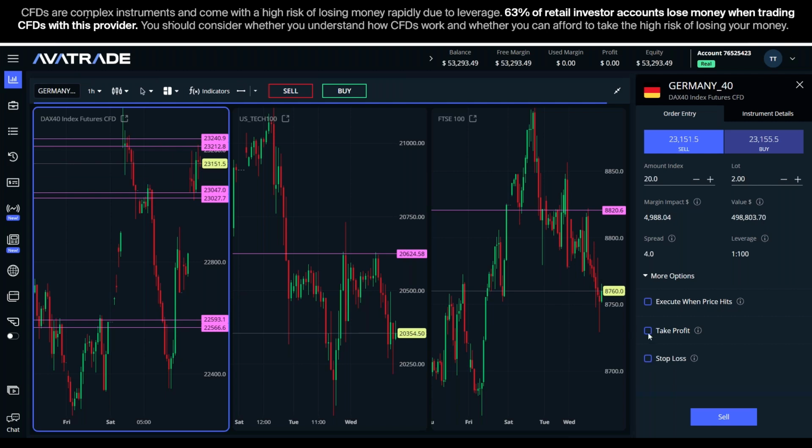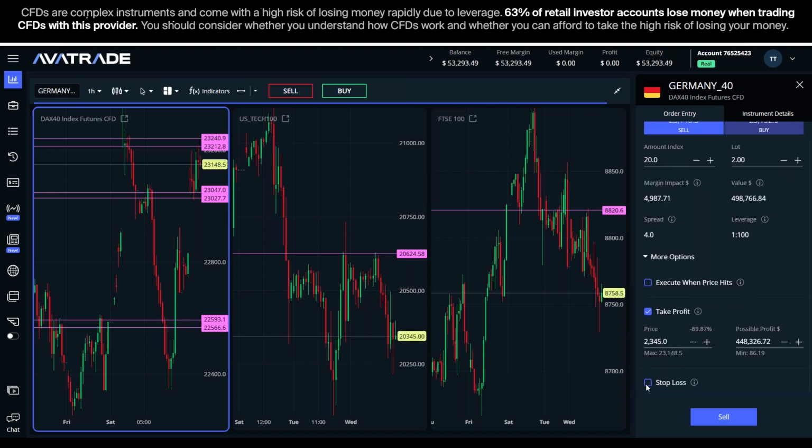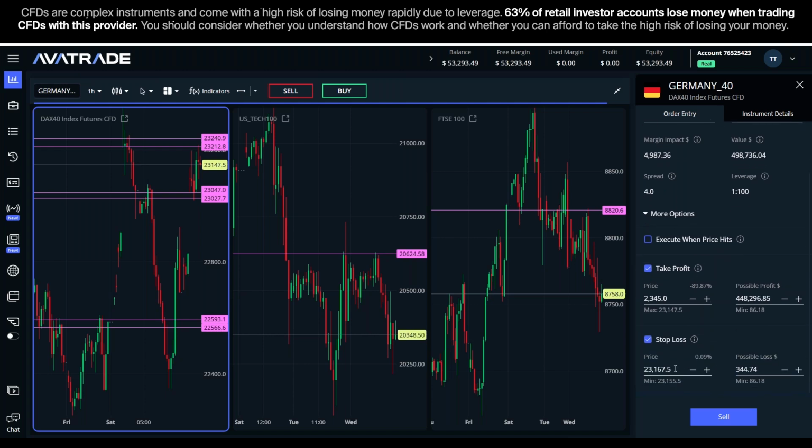And so take profit on a sell could be down here at 23,040, 23,045, something like that. Okay, stop loss above the resistance. If it doesn't break today's high, 23,240, for example.